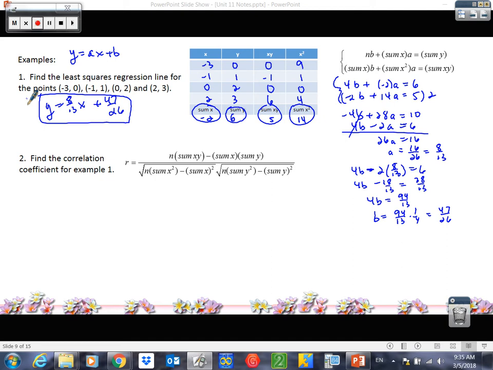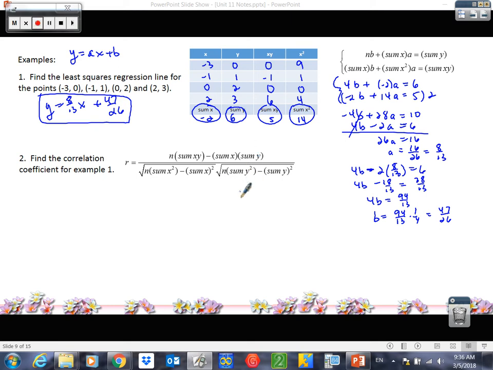Okay? So now let's look at number 2, find the correlation coefficient of example 1. So we're going to use the data from example 1, and we're going to find the correlation coefficient. Really the only thing in this formula that we are missing up here, if you look, we have the sum, we have the n, we've got the sum xy, all that. This is the one that we're missing. We didn't calculate sum y squared because we didn't need it for the other one. We do need that for this one.